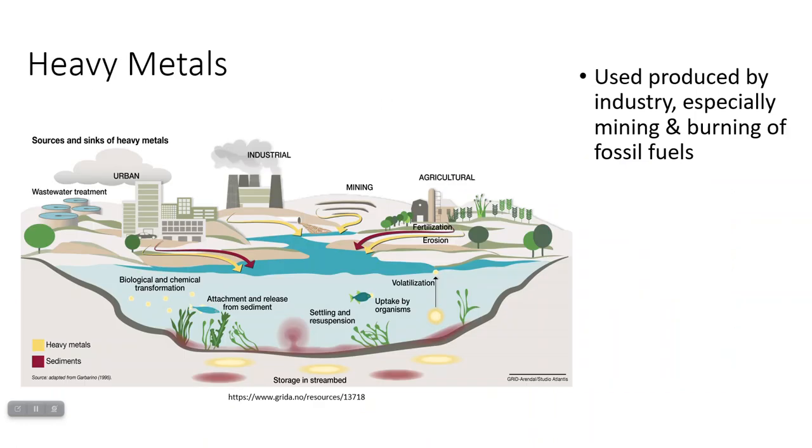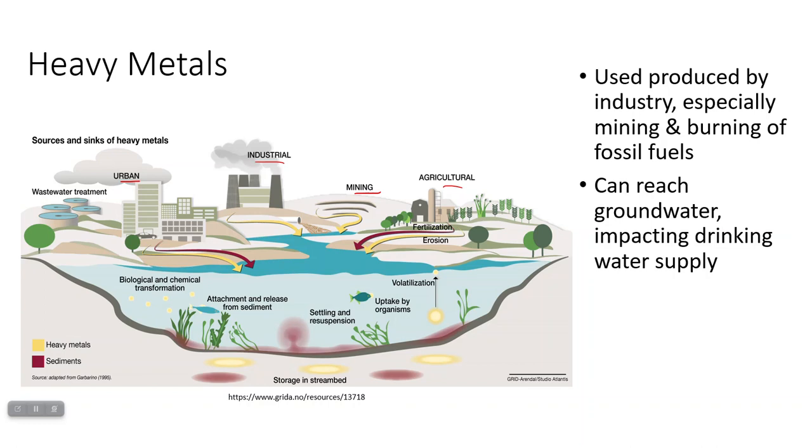Then, some of the other things that we end up accidentally dumping into water are heavy metals. So, heavy metals are produced from a number of things. You can produce them from cities, from industry. Mining is a common source of heavy metals. You can have some from agriculture, and those will run off into local water sources. And that can then impact our drinking water supply.